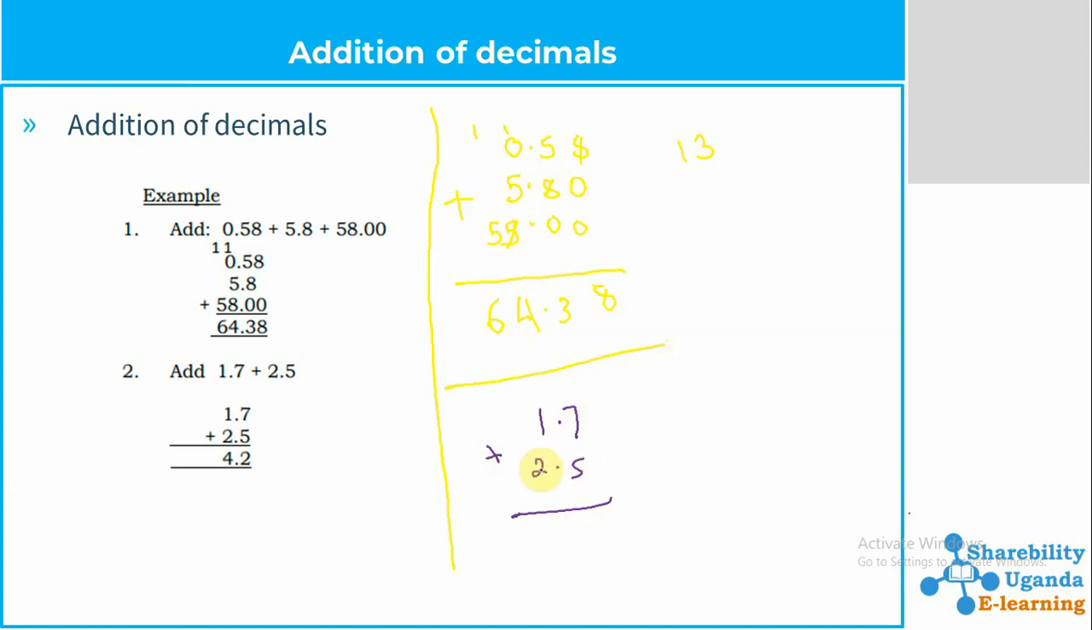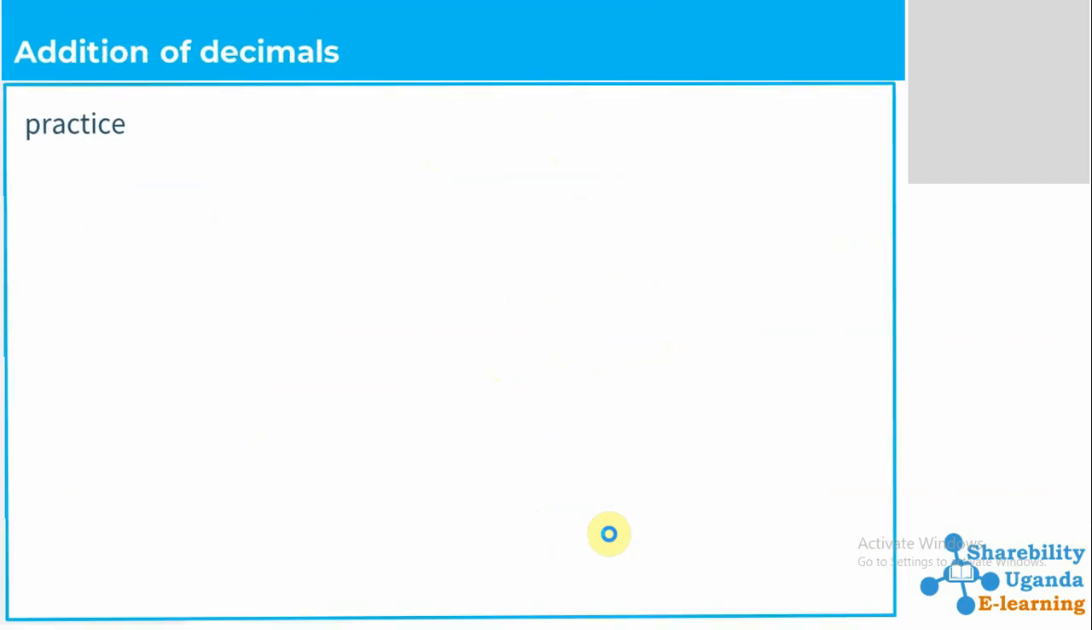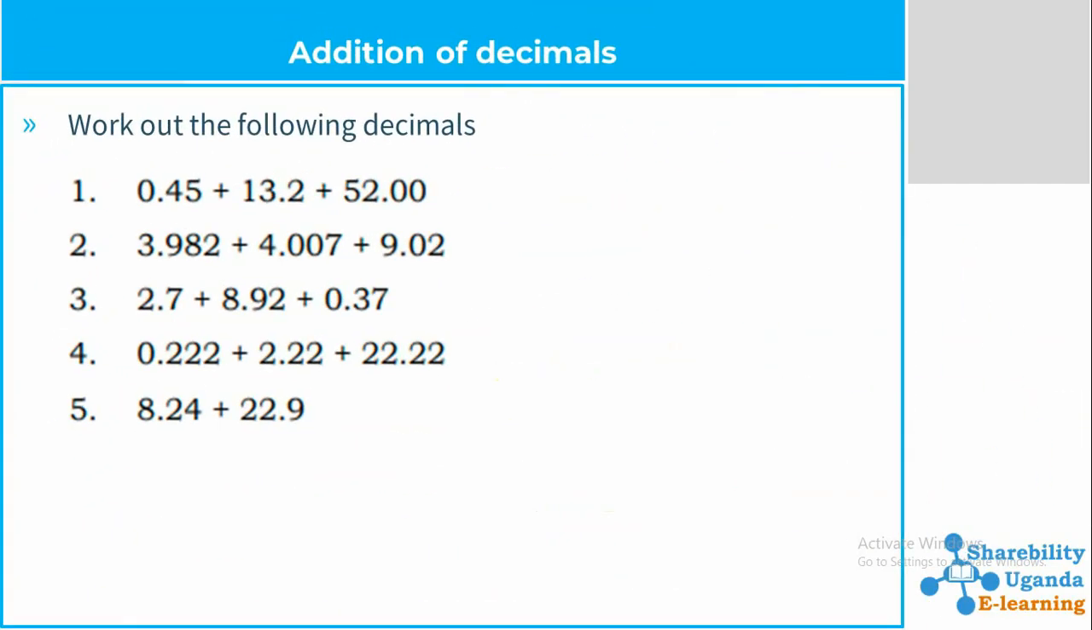Here we have 7 and 5. That makes 12. We write our 2, we carry 1. 2 plus 1 is 3, plus our 1 becomes 4. So this is going to be 4.2. That's how I carry out our normal operation. So let's look at some more examples on how we can practice this.